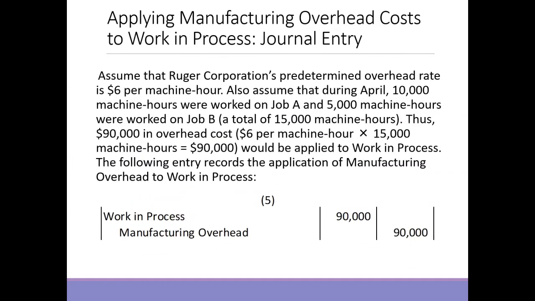Assume Ruger Corporation's predetermined overhead rate is $6 per machine hour. Also assume that during April, 10,000 machine hours were worked on job A and 5,000 machine hours were worked on job B, a total of 15,000 machine hours. Thus, $90,000 in overhead costs would be applied to work in process. The following entry shows how we would apply it. We would debit our work in process and credit our manufacturing overhead.